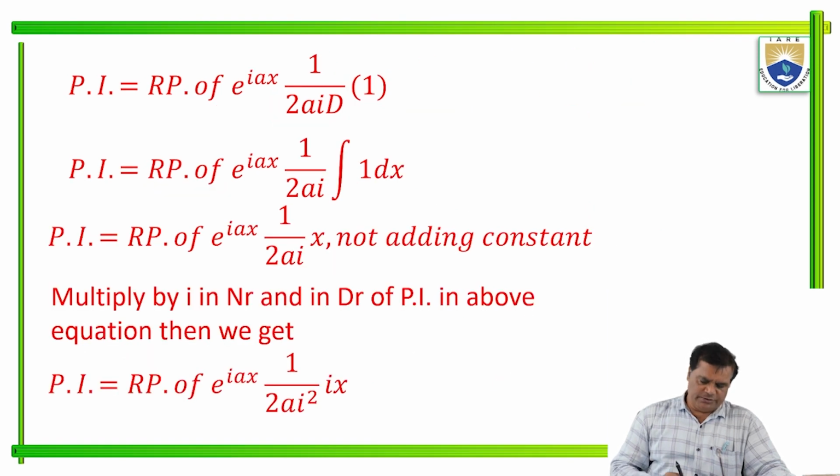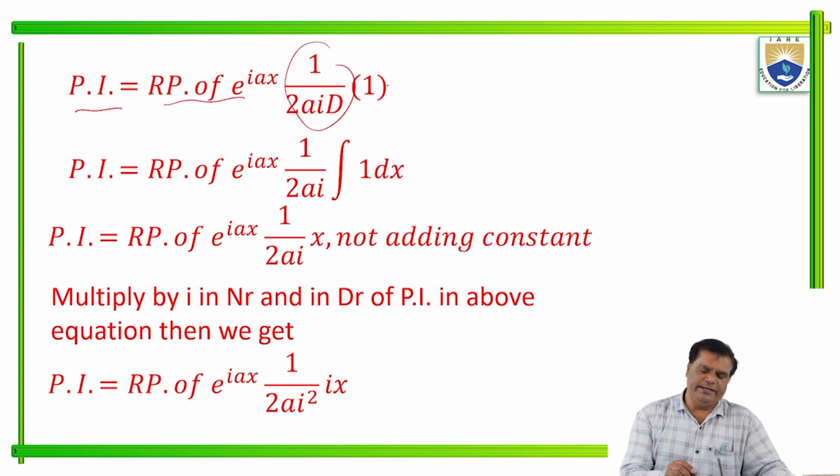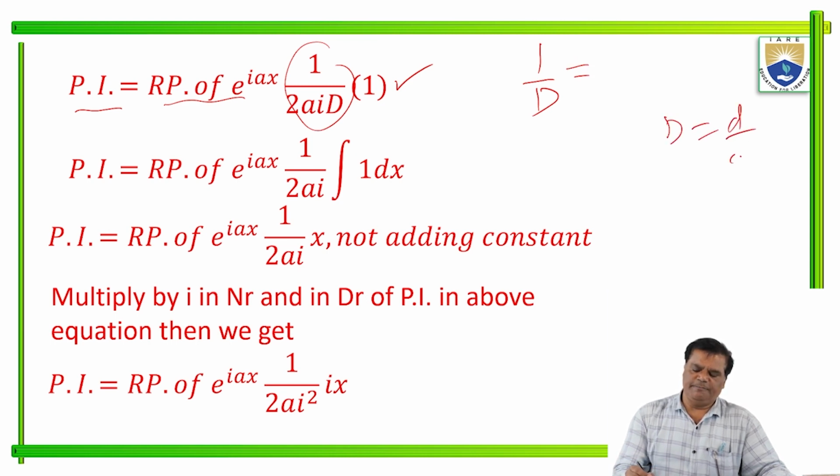So now the particular integral: RP of e to the power iax, 1 upon 2ai D, and 1. So 1 upon D here. I am taking 1 upon D, which is just the inverse of D. D is differentiation and 1 upon D is integration with respect to x.